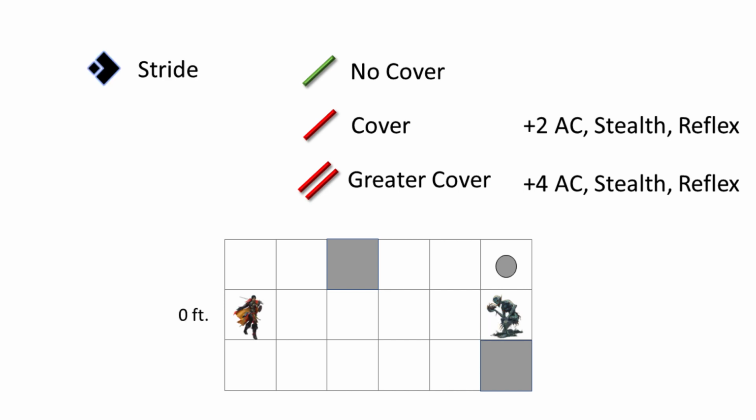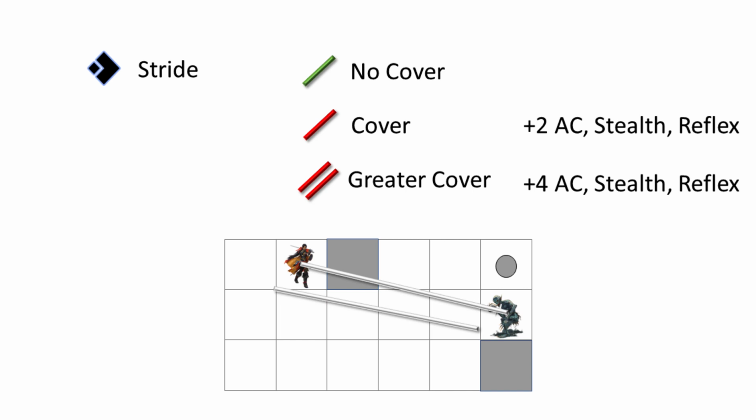Let's say you stride behind this wall. You draw a line between the center of your space and the center of the ghoul's space, and you collide with the wall. That should mean you have cover. But if you look, it seems like you barely even have line of sight. Sure, you can draw a line from each of your space, but only from the edges, and it's difficult.